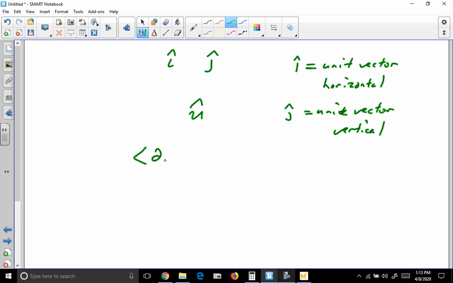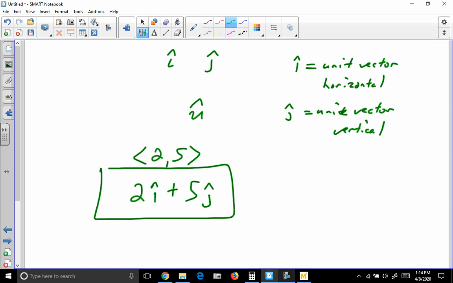So if we have the vector 2, 5, then we've gone 2 in the horizontal direction, so we've gone 1 unit twice. And if we've gone 5 in the vertical direction, then we've gone one vertical unit 5 times. And that vector is just the combination of the horizontal part and the vertical part, so as a sum. So that's just another way of writing component form.